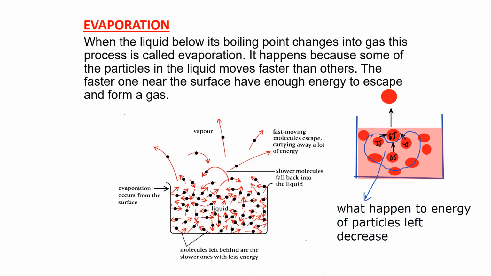Maybe you have experienced this. For example, if you use a perfume on your skin, on that part of the skin you will feel a cooling effect. What is the reason for that? For example, if this is a part of your skin, and it can happen even with a perfume, because the particles of perfume can easily vaporize compared to those of water.